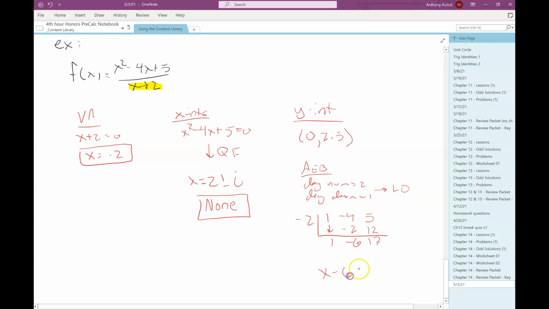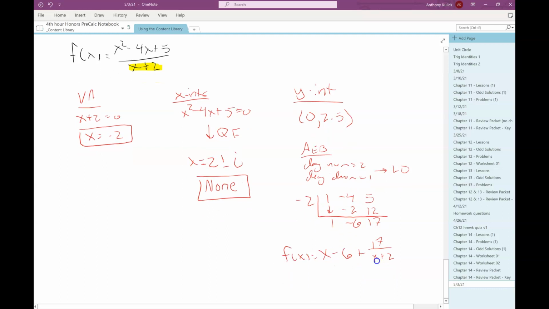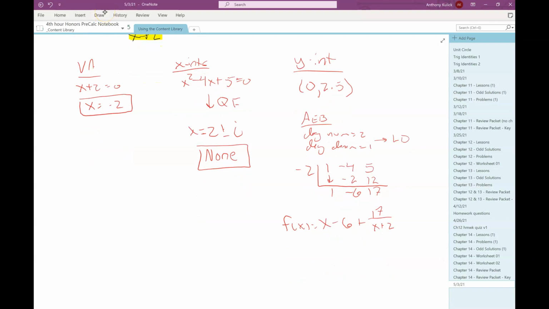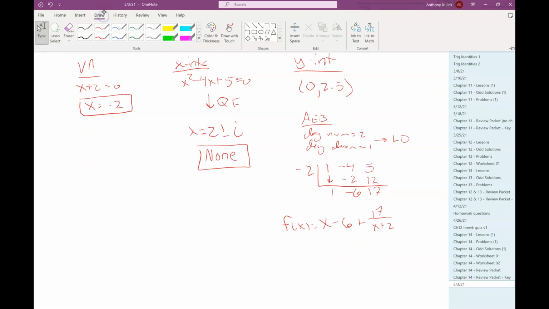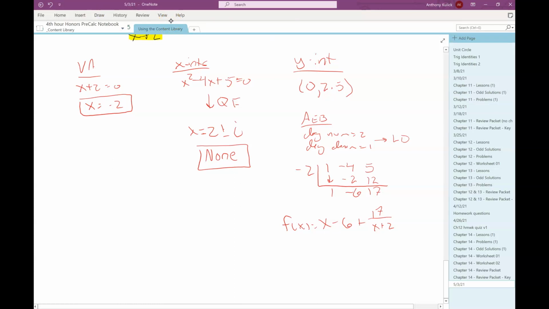So what I get is x minus 6 plus 17 over x plus 2. Everybody's okay with how I translated the results of my synthetic division to that answer? Now the piece that I care about is this, the quotient. That's my asymptote. Everybody okay so far? Yes, Sophia? Certainly.